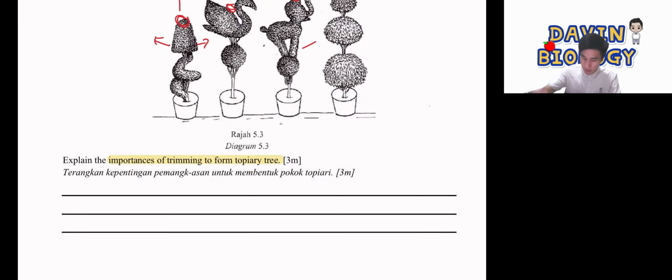If you grow like that, you can cut like a swan, you can cut an elephant shape, also can. So number 1, what they do here is the apical meristem is cut off to maintain or to control the height.